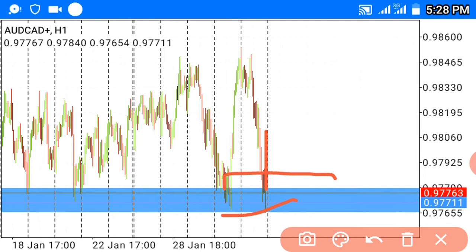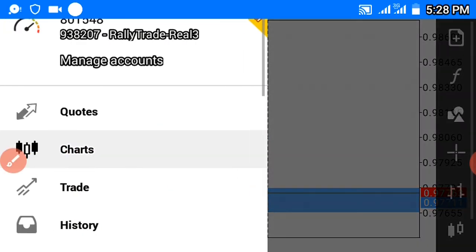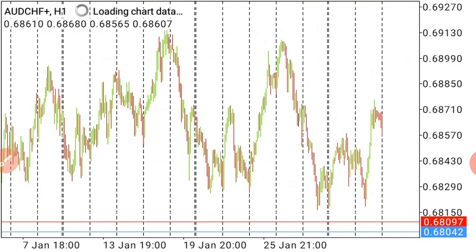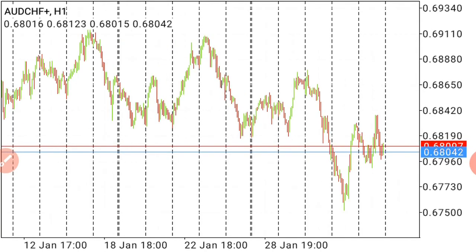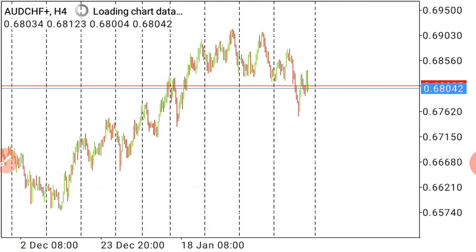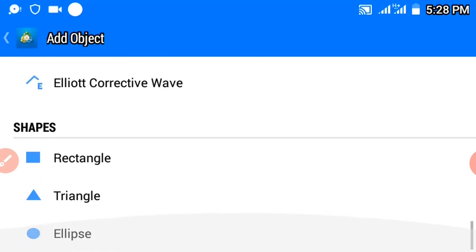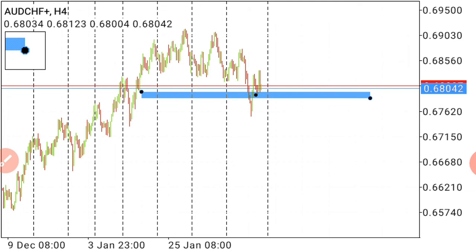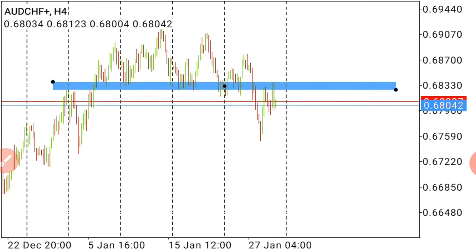So let's go to the AUDCHF. Let's check AUDCHF. I think something similar, right? No, nothing similar. So let's see what this has to offer. Okay, this has already broken its own. This was the former support, which became our resistance currently.